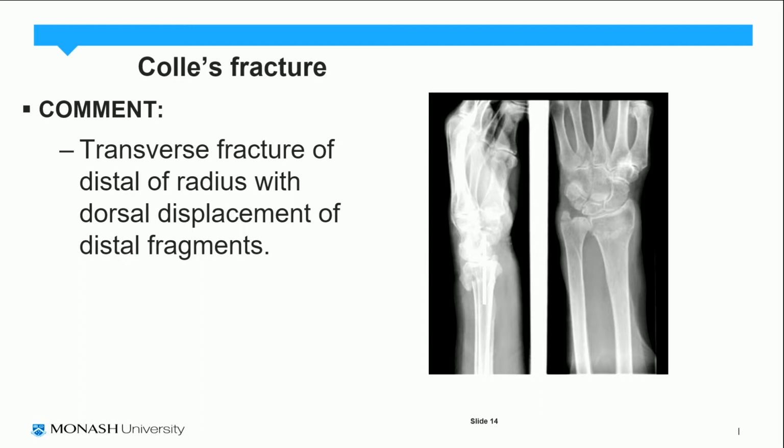Colles fracture is quite common. So it's a transverse fracture of the distal radius with the distal fragments displaced dorsally. On this image, you can see on the lateral view the displaced fragments dorsally. On the PA view, the only thing that you can pick up here is that there is an increase in density at the level of the fracture. Also in this case, you can see that there is an avulsed styloid process fracture.